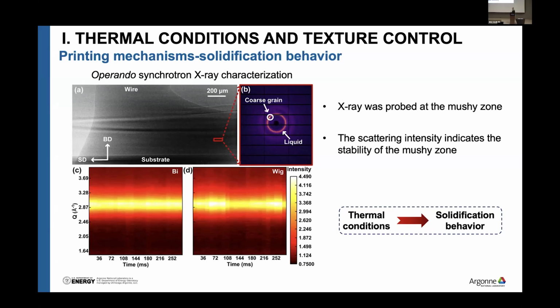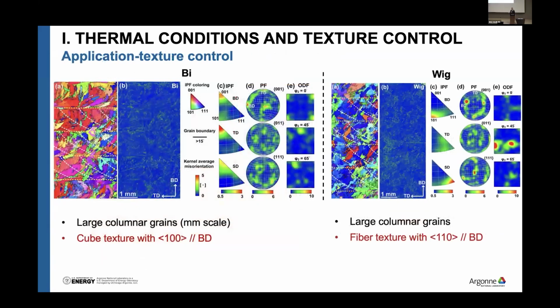So from this whole experiment and study, it tells us this wiggle deposition strategy is able to influence or alter the thermal conditions within the melt pool and influence the solidification behavior. So now we know it works. Then we applied these two printing strategies to the practical application of a bulk sample. And both of the samples show very similar grain morphology and grain size.